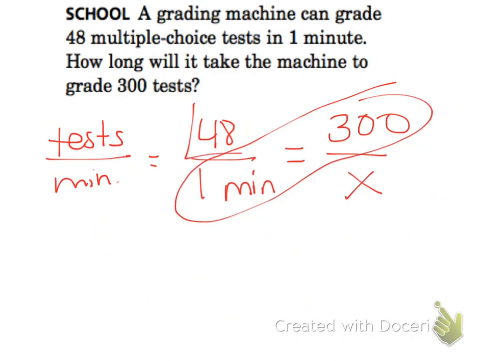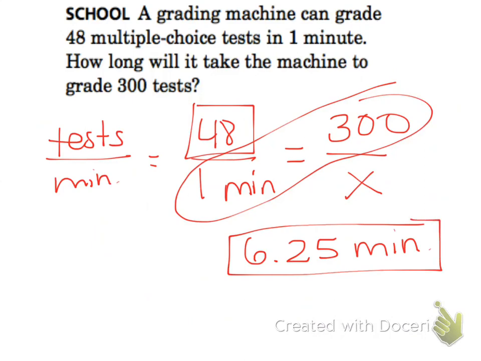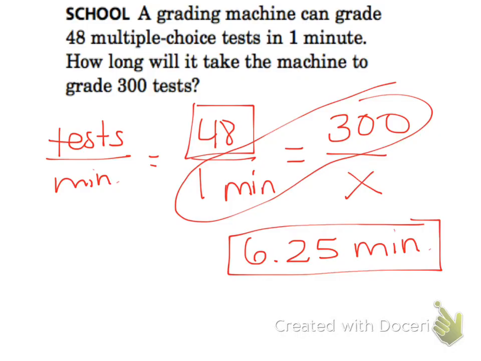300 divided by 48. I actually didn't get a whole number. I got 6.25, and that should be labeled minutes. If you want to convert it to seconds, go right ahead. That sounds fun. I'm not going to, though. Okay, I think this is your last one. Oh, no, woohoo! That one was your last one.